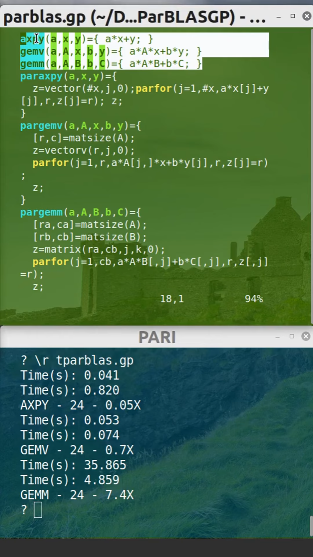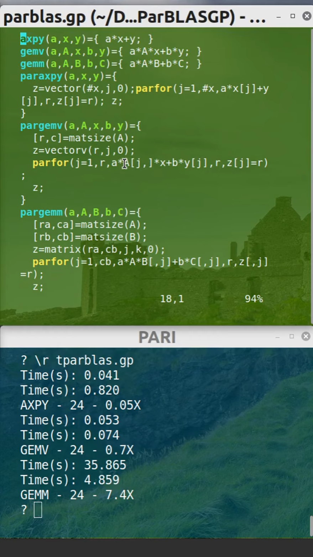Here we see the level 1 AXB, vector plus vector, the level 2 GEMV, matrix times vector plus vector, and GEMM, matrix times matrix plus vector. Here they are in the parallel form. The parallelism is done very straightforwardly.